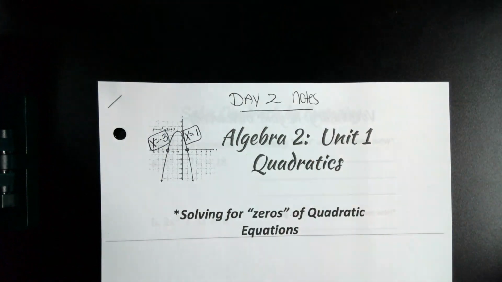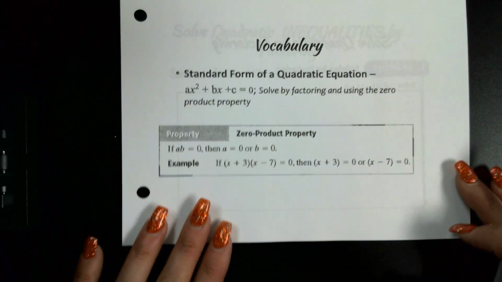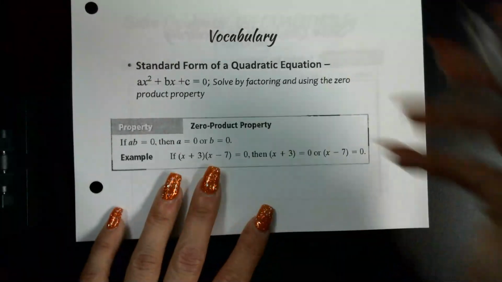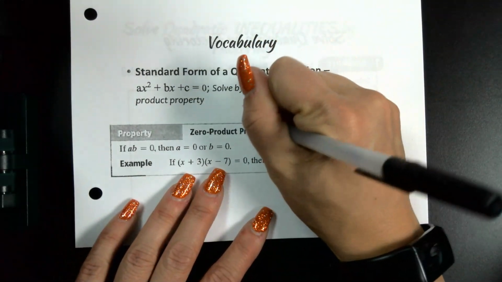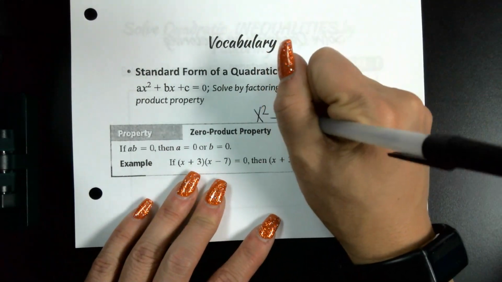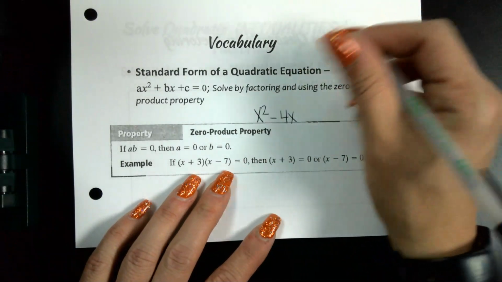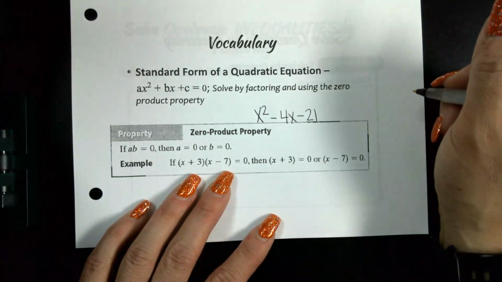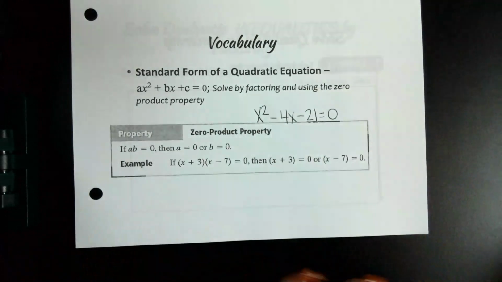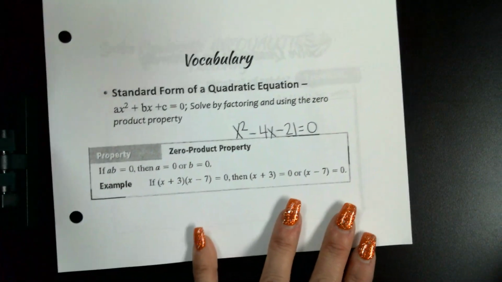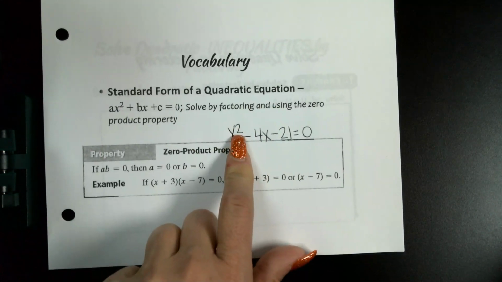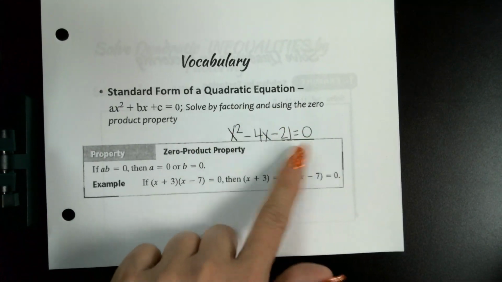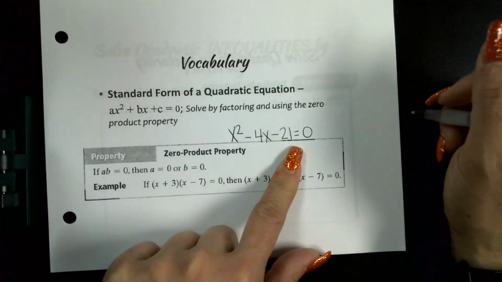Down here at the bottom, this is something pretty important that you need to pay attention to. Above this box, I want you to write x squared minus 4x minus 21 equals 0. Write that quadratic down for me. We're going to factor it. Remember two days ago when we talked about factoring, if there are three terms, we make an asterisk.